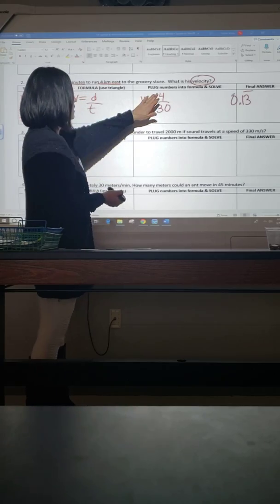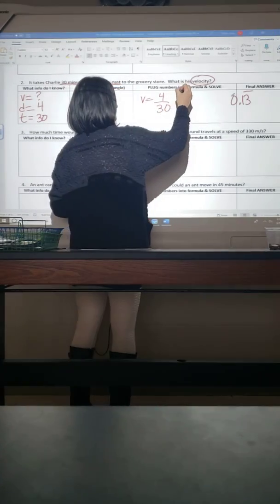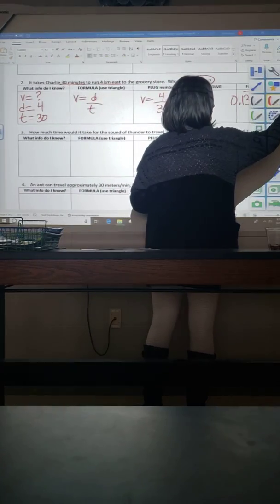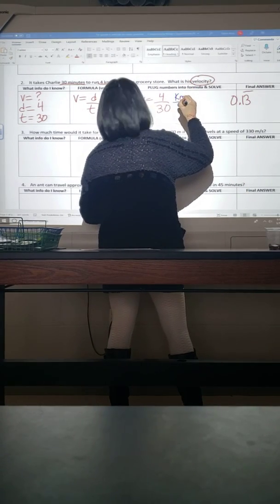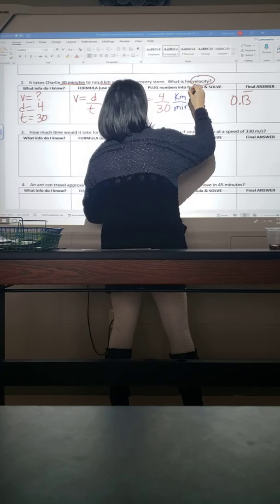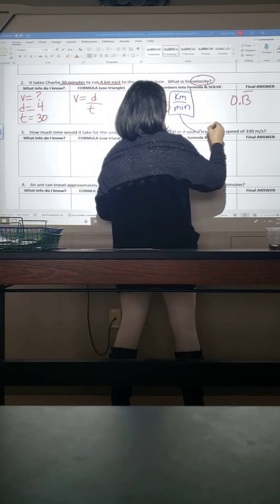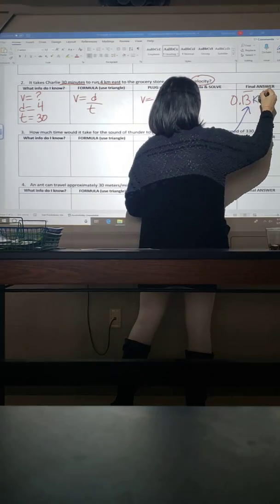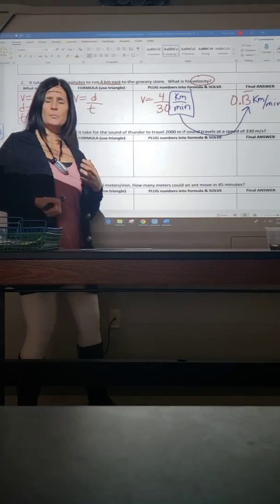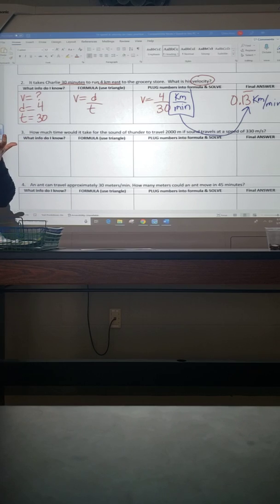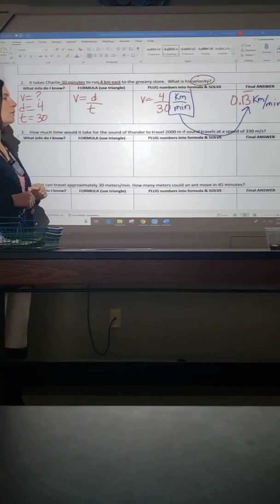Okay, so my 4 was a kilometer. My 4 is a kilometer, my 30 is a minute. So whatever I did to my number, that's what I do to my units. So it's a kilometer per minute, which is a little weird, but that's what the units are in the problem, so that's what we go with, okay? That's what we have to go with.